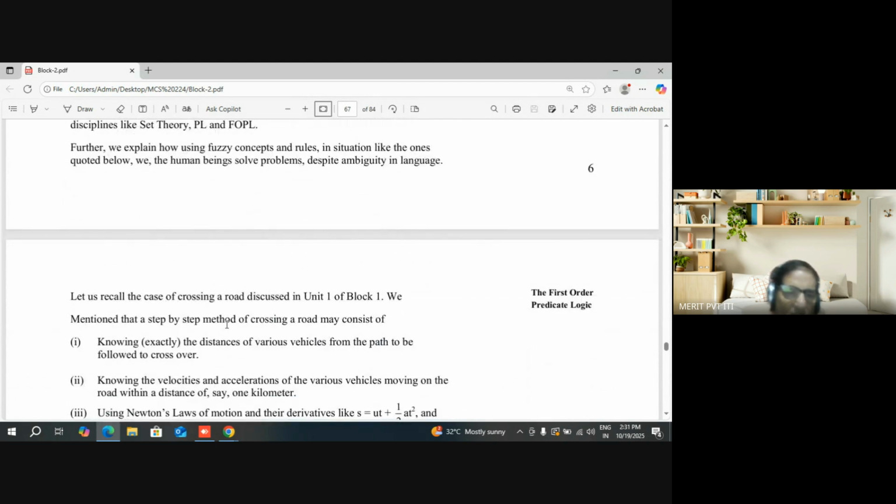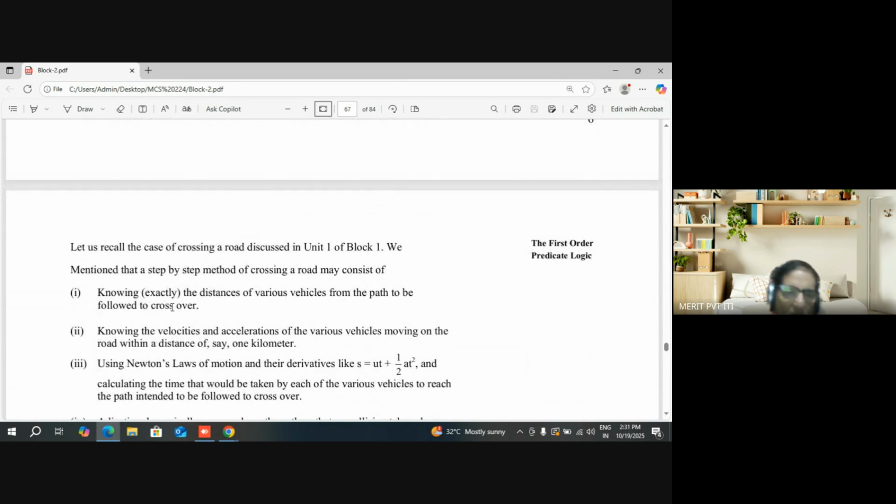So let us recall the case of crossing a road discussed in Unit 1 of Block 1. We mentioned that knowing the distance of various vehicles from the path to be crossed, how do you cross the road? You will see at what speed the vehicle is coming and at what speed you are going.